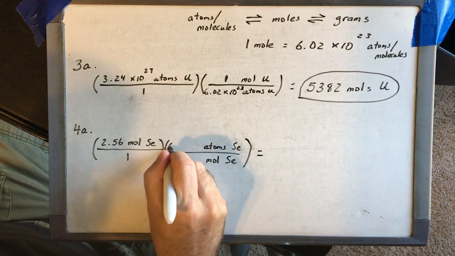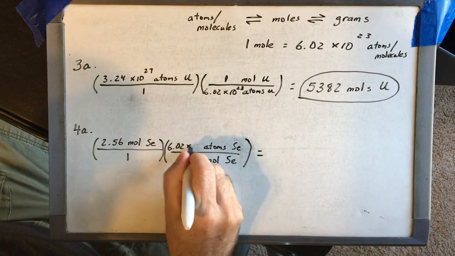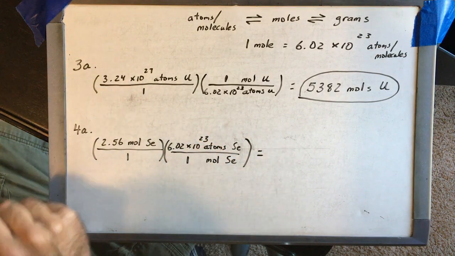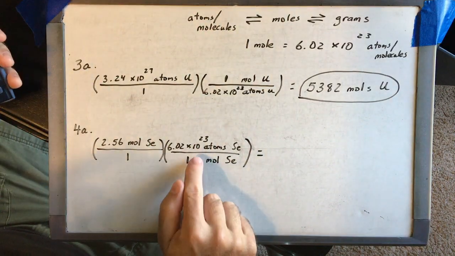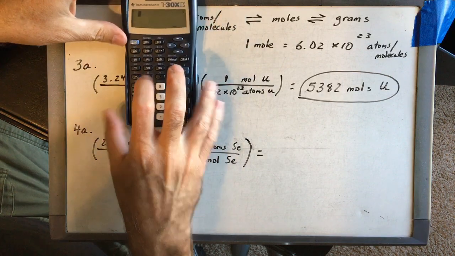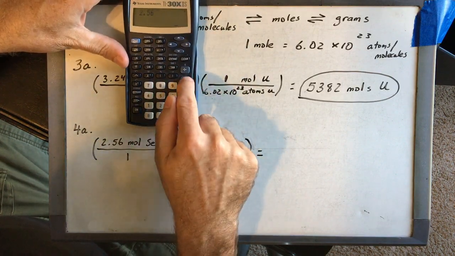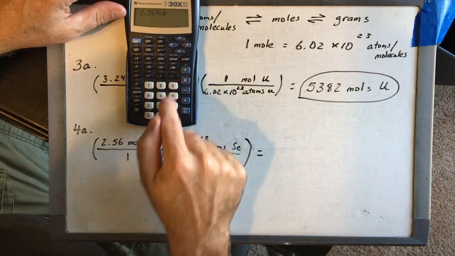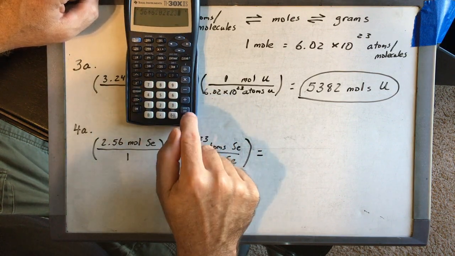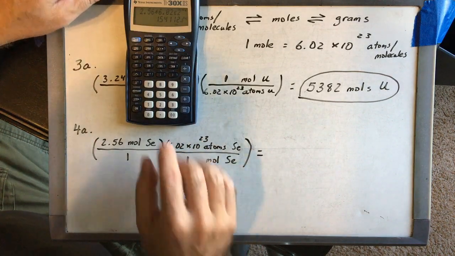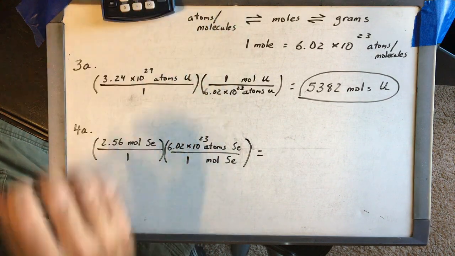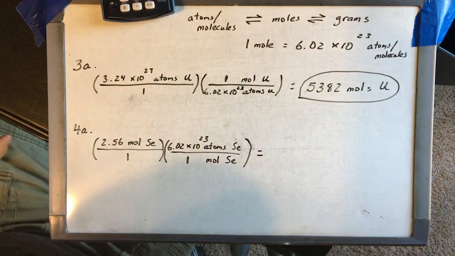And there's 6.02 times 10 to the 23rd atoms in a mole. All right, so since the 6.02 times 10 to the 23rd is on top, this time we're going to multiply. All right, so it's 2.56 times 6.02, second function, double E to the 23rd. All right, and that is 1.54 times 10 to the 24th atoms.